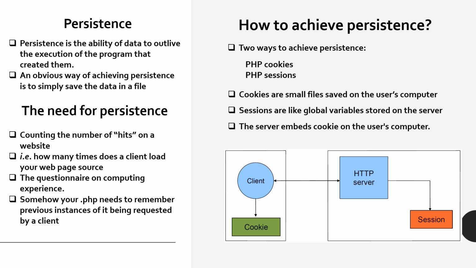Sometimes it is essential to achieve persistence in a website. That means knowing how many times a client loads your web pages. It helps to analyze the popularity of the website. That is possible just by saving the details in a file. The persistence can be achieved by using cookies and sessions.